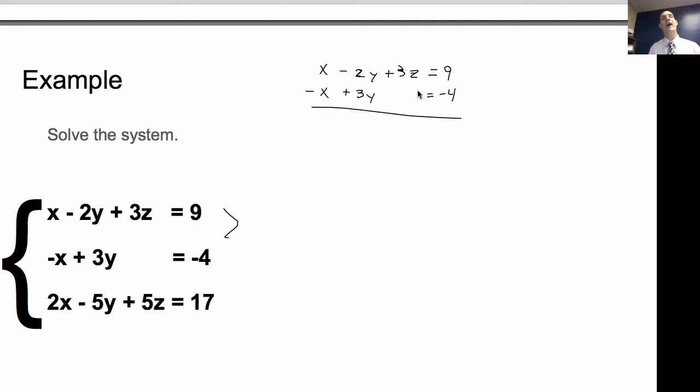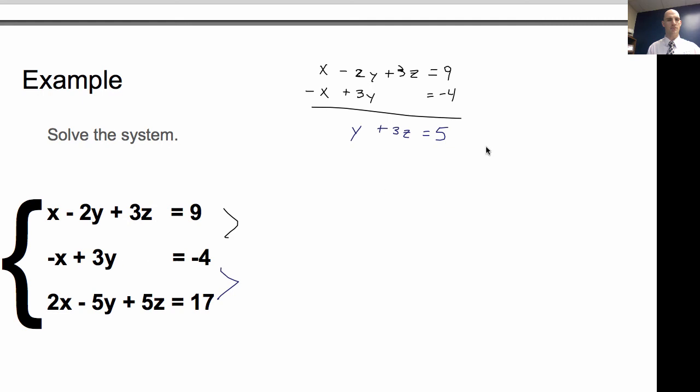Well, when I combine those, that's a good choice because I've already got the ability to eliminate the x. And so when I combine these, I'm going to have no x, but I'm going to have y plus 3z equals 5. Okay, y plus 3z equals 5.